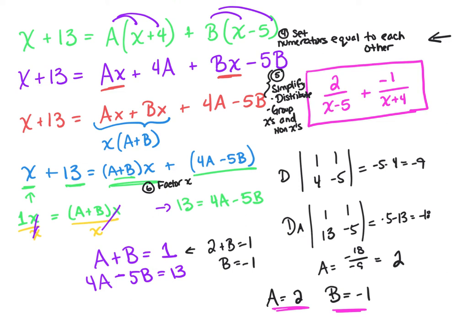Factor your x out. And then here, we're going to set the x equal to the coefficient piece, and the number equal to the number piece, so that we have two equations, okay? Step 6 is factor out your x, and then your 7 is to set your x equal to the coefficients of your x, and your number equal to the group that represents the number.